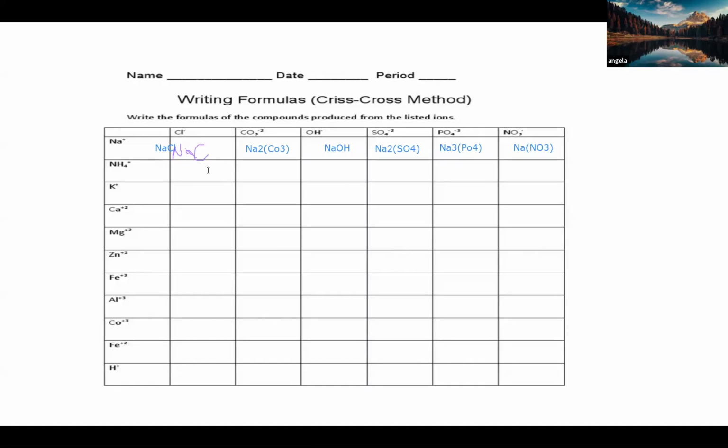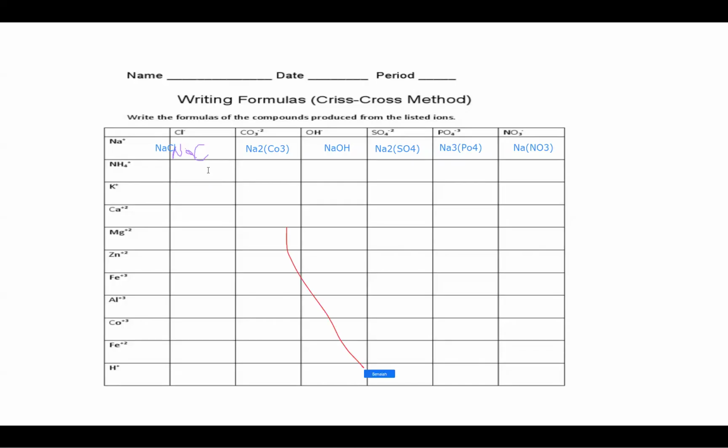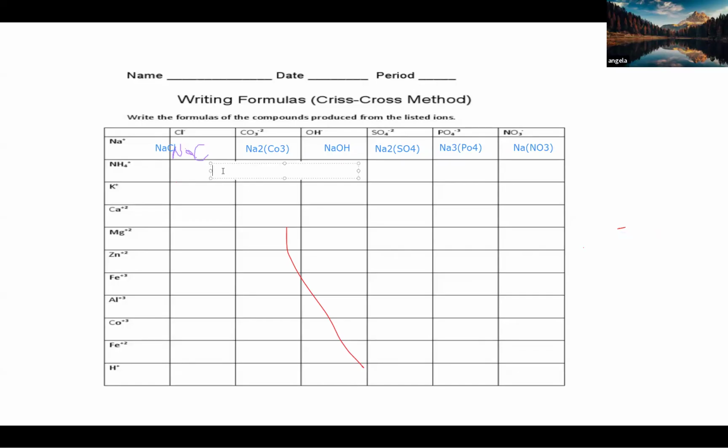Are you able to write on here or do I have to write? Everyone can write. There's a pencil in the left corner. Oh shoot, how do I do that? No, it's okay. You can tell me and I'll do it. Okay, so you're saying it's going to be NH4 and then Cl.